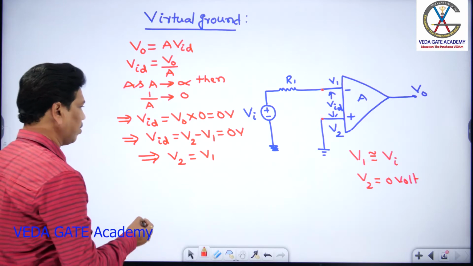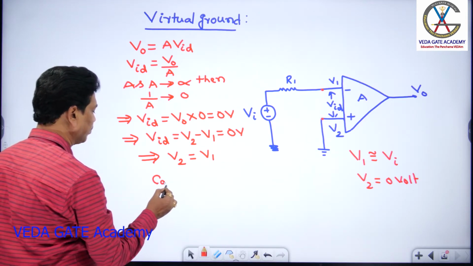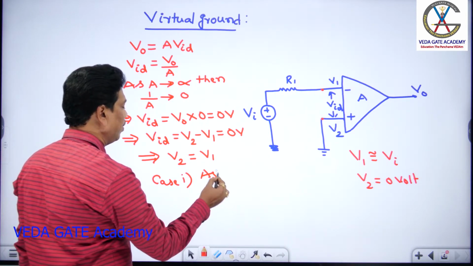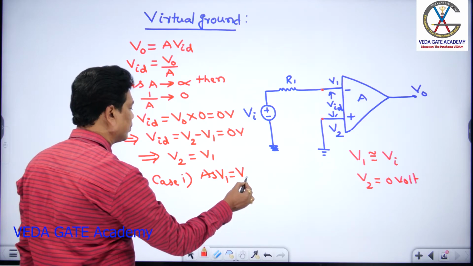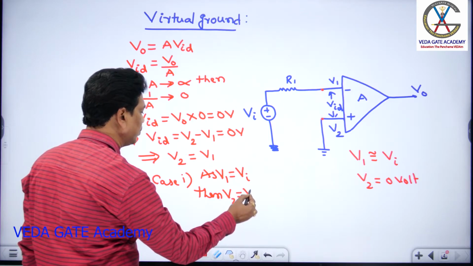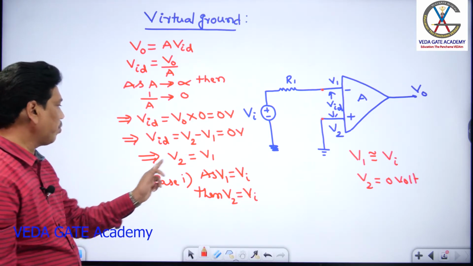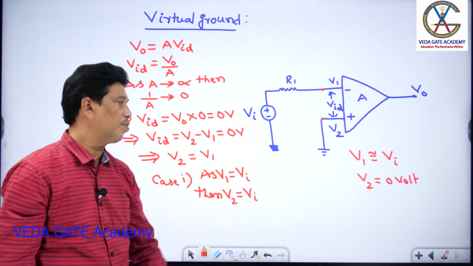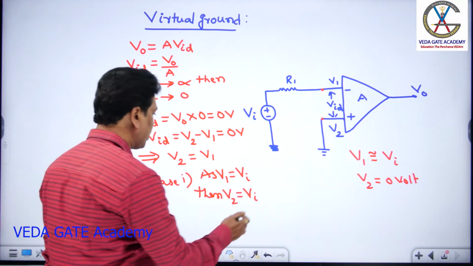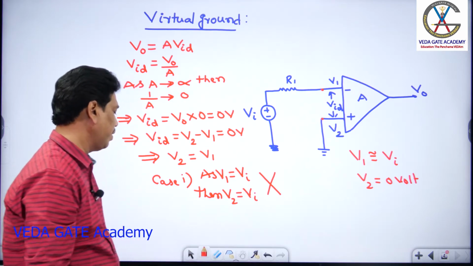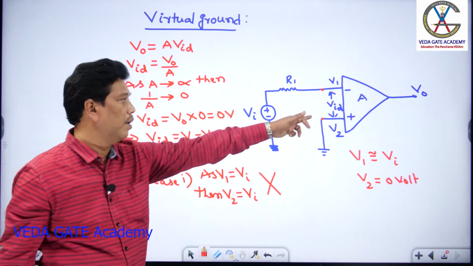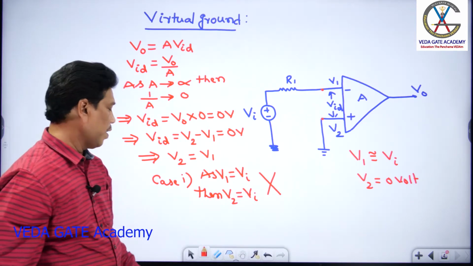Now according to this condition, suppose in case 1 I take V1 equal to Vi, then V2 equals Vi. The first condition is to keep V2 equal to V1. As V1 equals Vi, then V2 equals Vi. But it is not possible because V2 is directly grounded. So this statement is invalid. Confirm now? As V1 equals Vi, then V2 also equals Vi, but it is an invalid statement because V2 is directly grounded there.